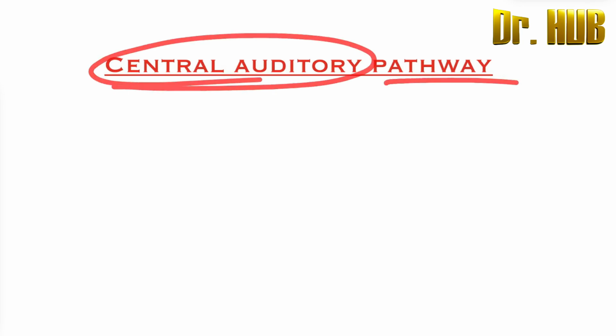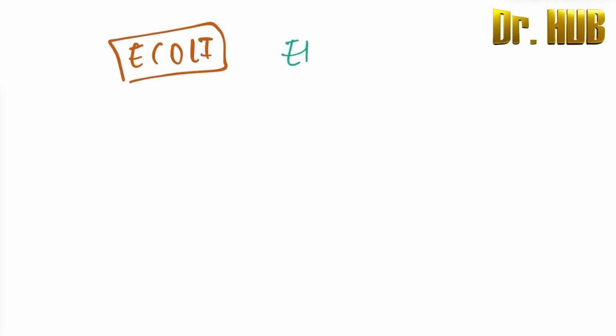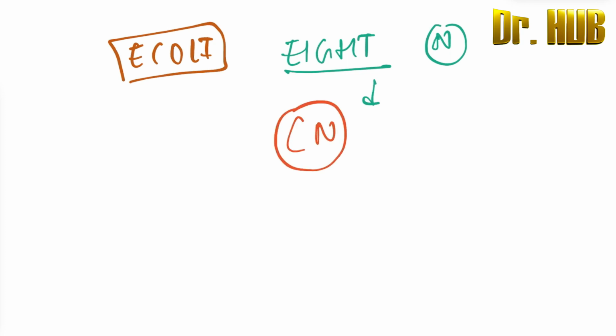Central auditory pathway. Here in the central auditory pathway, there is a mnemonic known as E. coli. So the mnemonic is E. coli. The important sequence is: first will be the eighth nerve. So the eighth nerve comes first, then comes the cochlear nerve. So eighth nerve, then the cochlear nuclei.